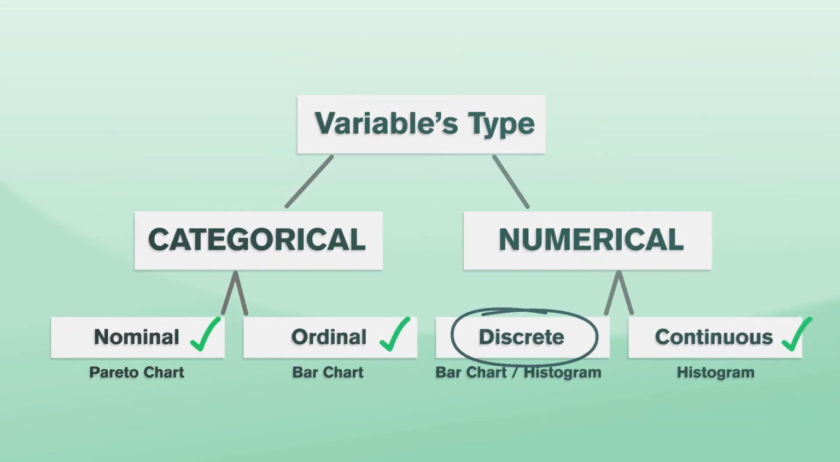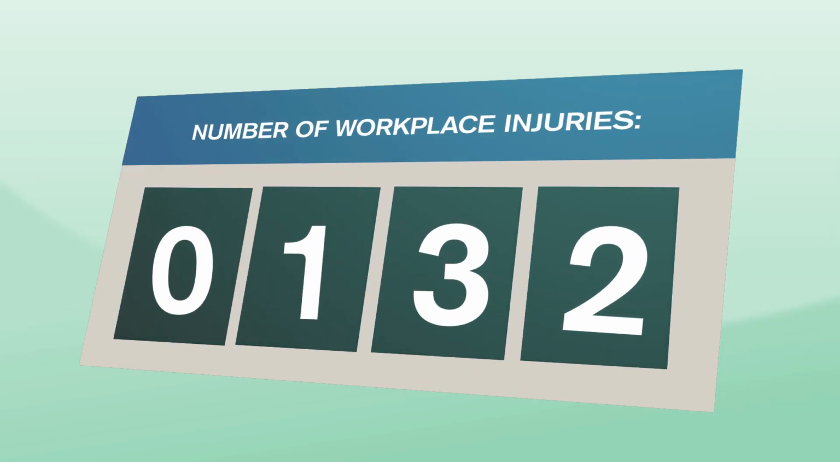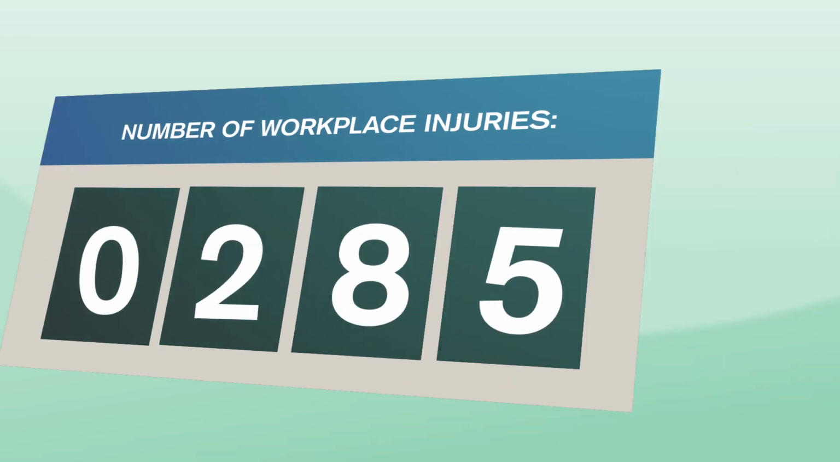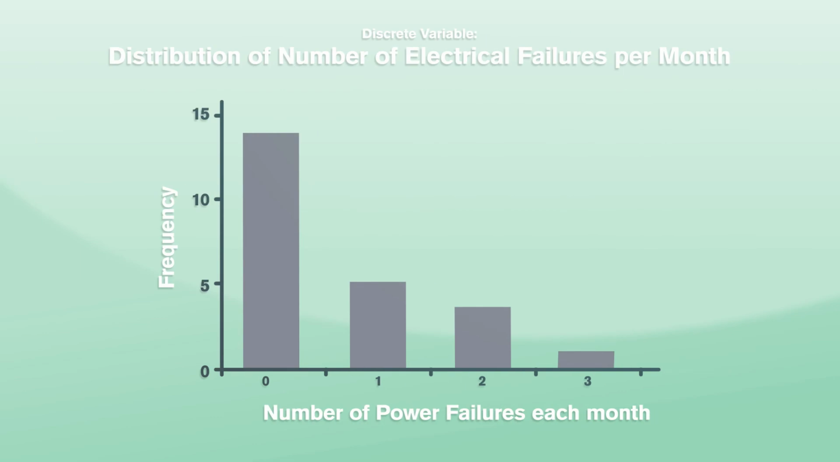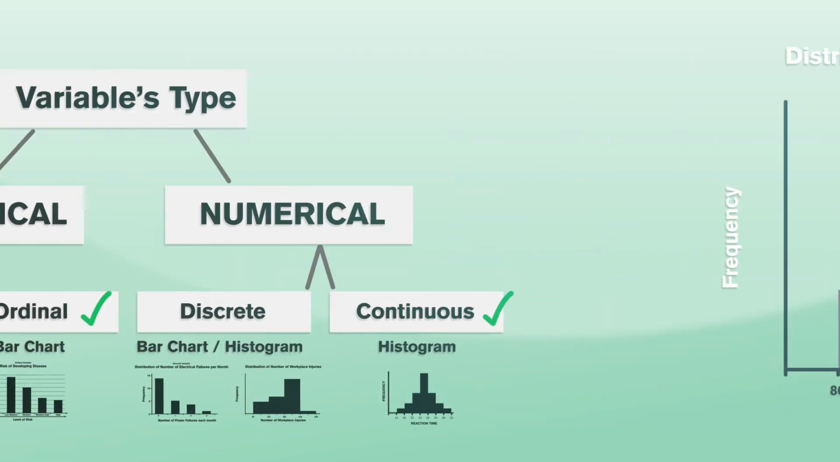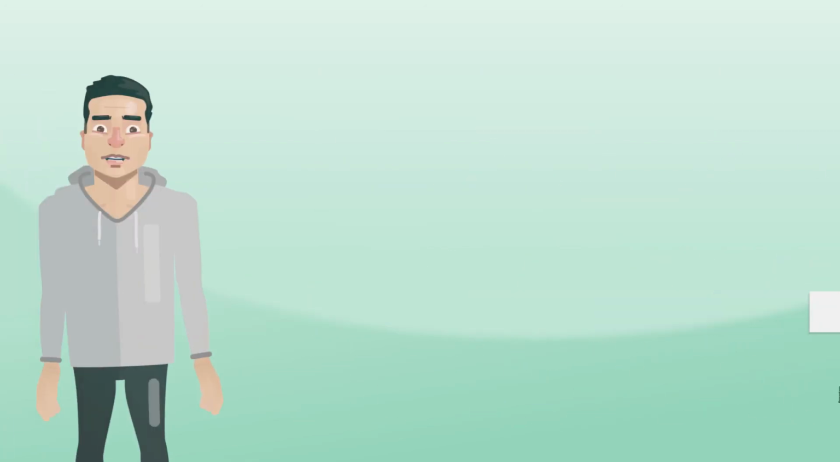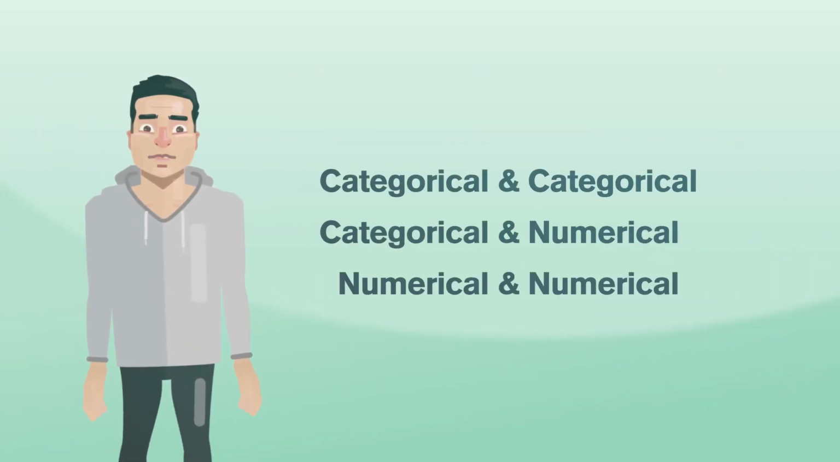For a discrete variable, like number of electrical circuit failures per month, or number of workplace injuries per month, we also construct a bar chart when we have relatively few possible responses. Or we may treat it more like a continuous variable when we have many possible responses and hence produce a histogram. So that's a brief look at the visual displays and descriptive measures used for each of the variable types. The next video looks at describing pairs of variables.